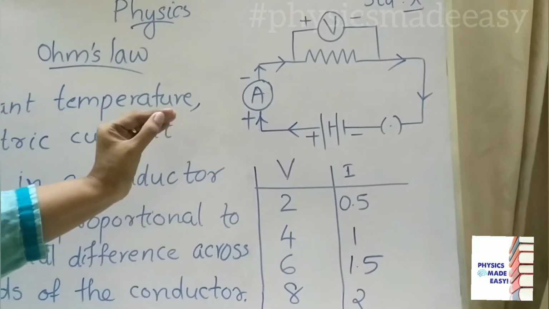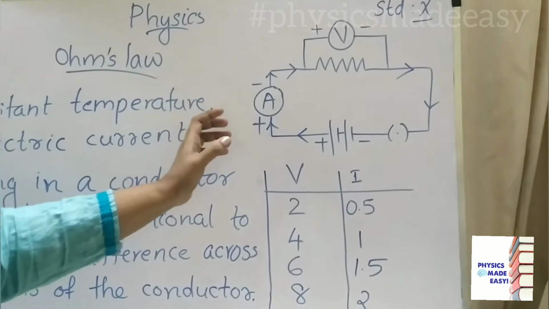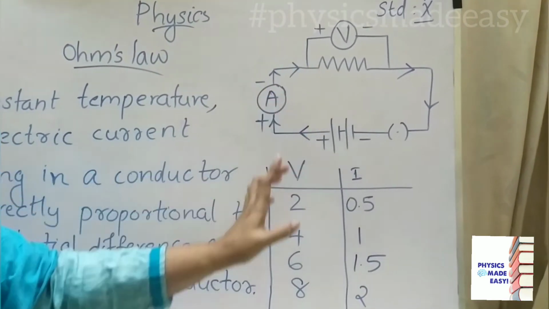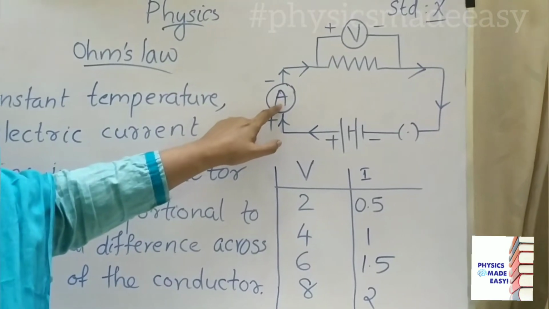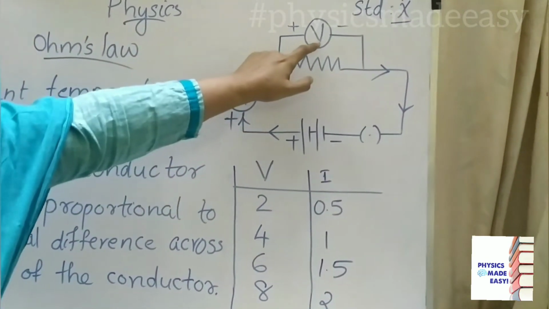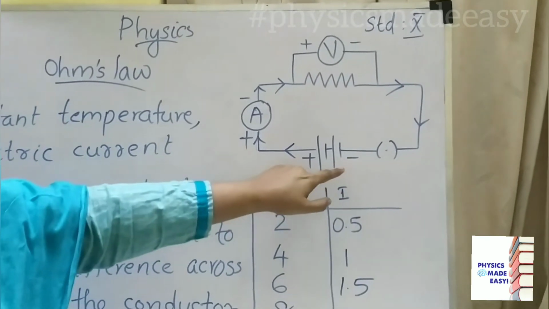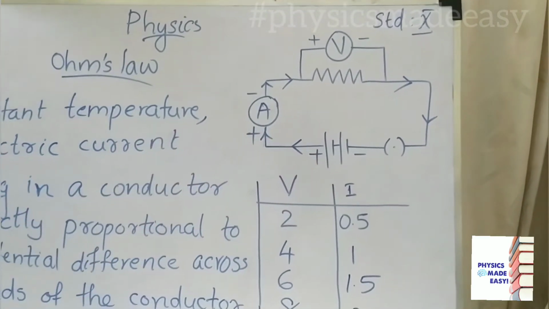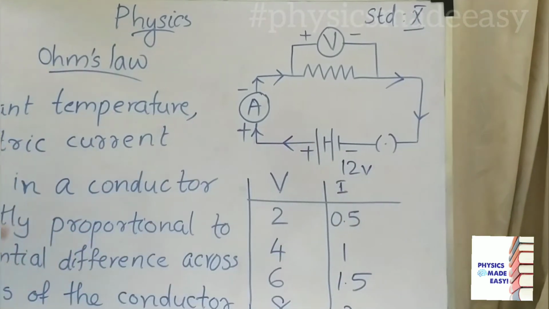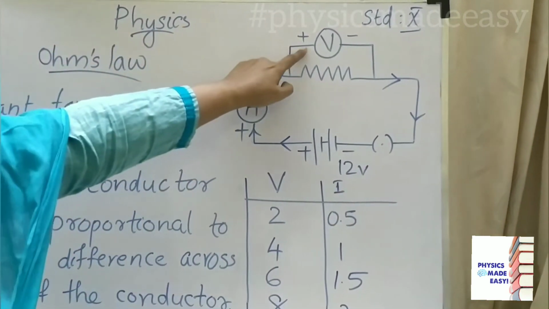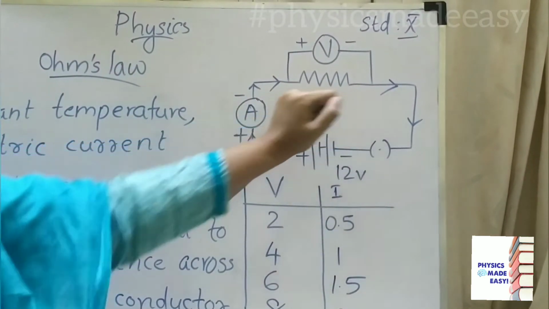Here we are going to study the relation between current and potential difference. You know, ammeter here that we can use to measure the current. Here we have voltmeter, and here this potential difference is maintained by this battery. We can take this as 12 volt or something there. Here we are using voltmeter to measure the potential difference across these 2 points.